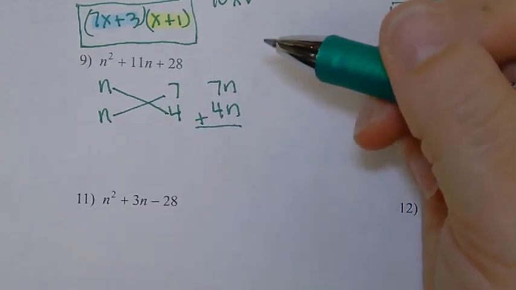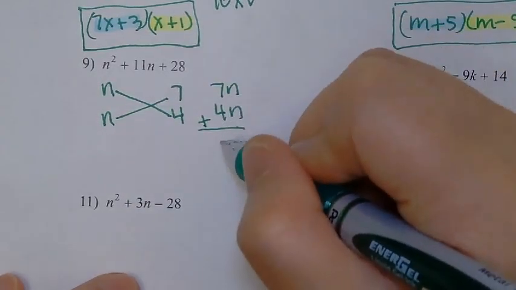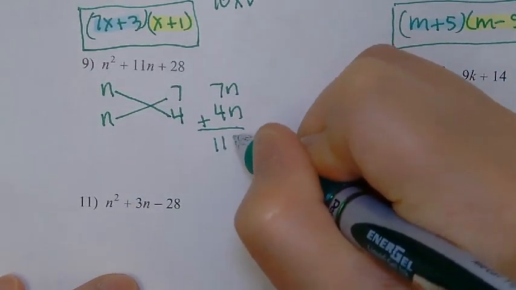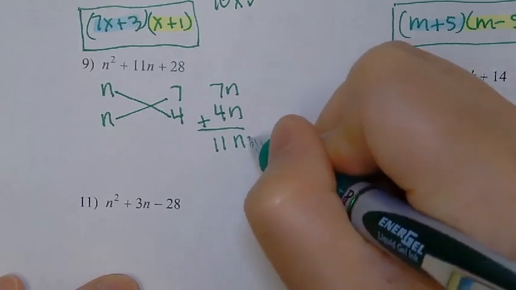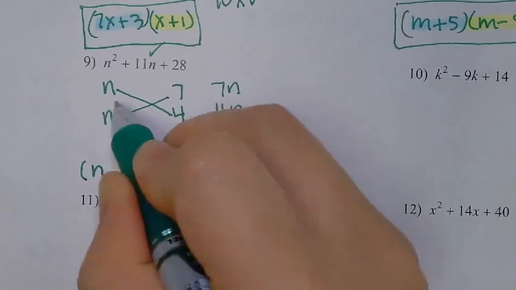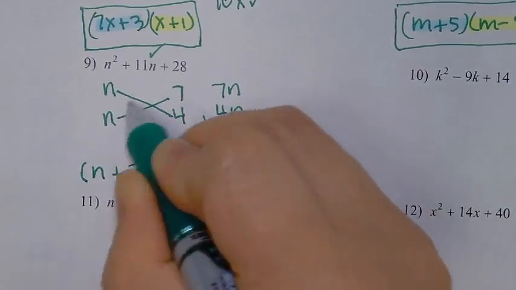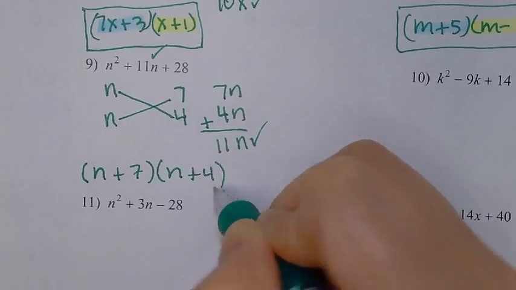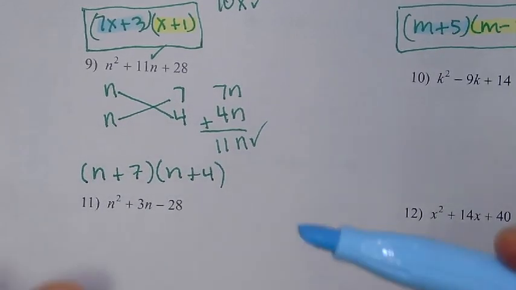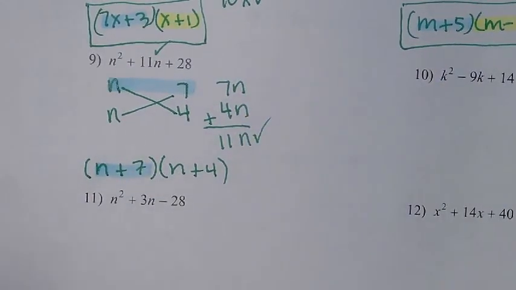After a while, you'll see some shortcuts that you can do, so you don't always have to do this. But for right now, this is what we're going to do. 11n, right? We're going to add them up, and that is the same. So n plus 7 on top, and the bottom is n plus 4. Again, we found that by going straight across.